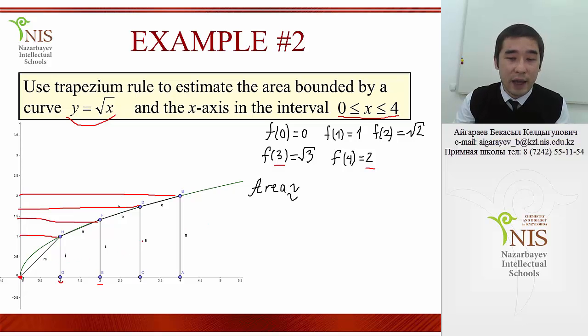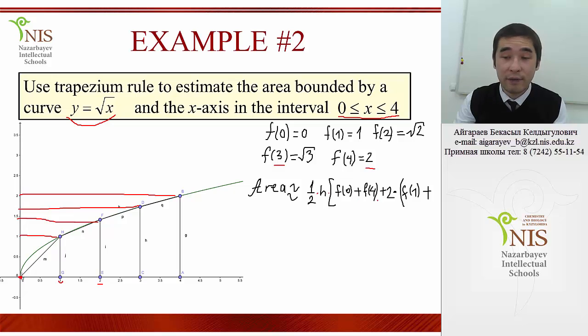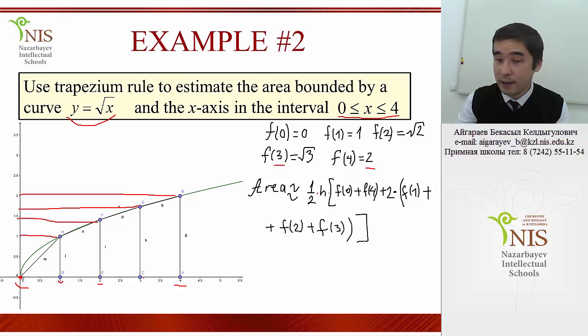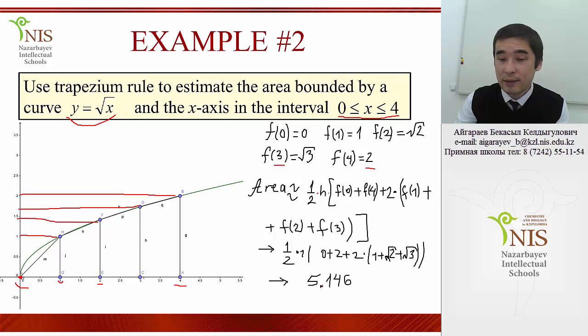So the area will be estimated like this: 1 over 2 multiplied by h, f of 0 plus f of 4, my first height and the last height, plus 2 multiplied by all other functions that are in between, f of 1, f of 2, and f of 3, like this. So when we calculate and when we insert the numbers, we get this number. That's my area, 5.146.